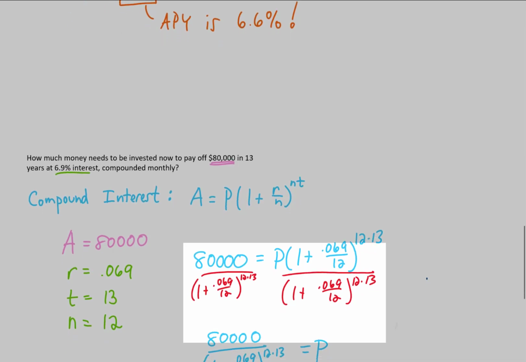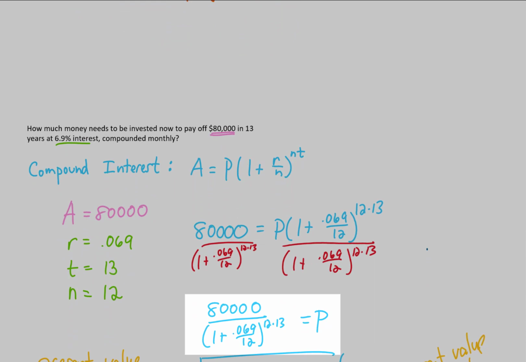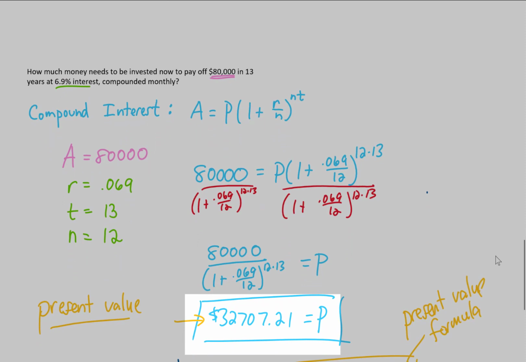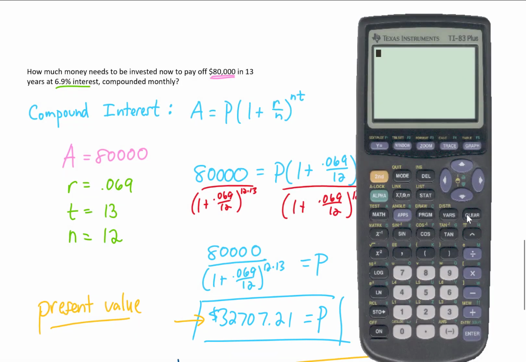If we do that, on the right side of the equation, we just end up getting P by itself. On the left side of the equation, we end up getting what we have to type into our calculator, 80,000 divided by that big messy expression. If we do that, we end up actually getting $32,707.21. But let me show you how to plug that into your calculator.